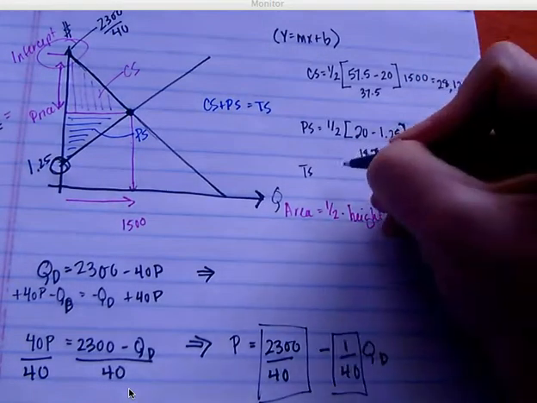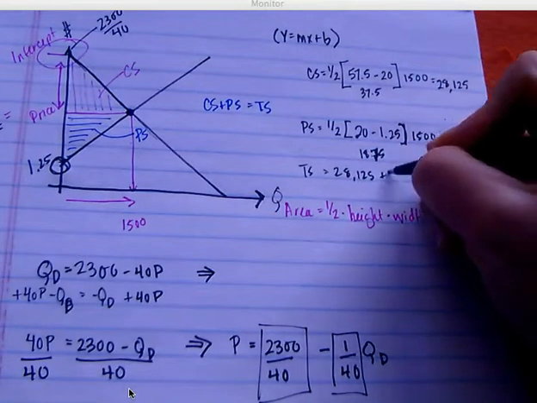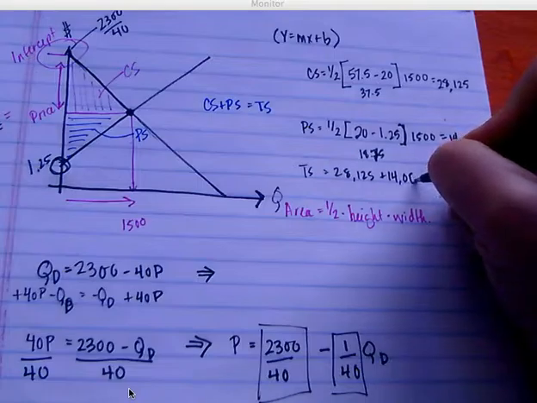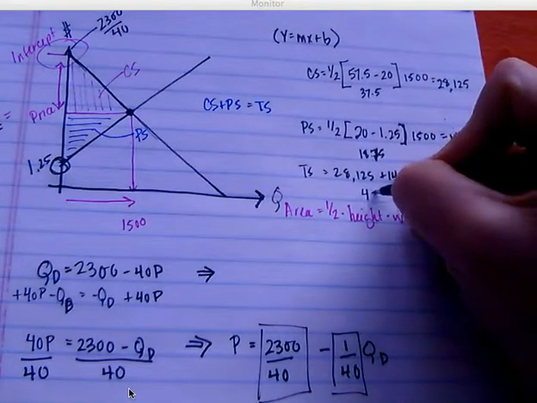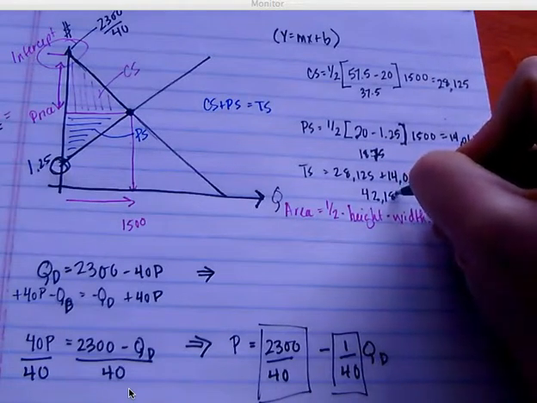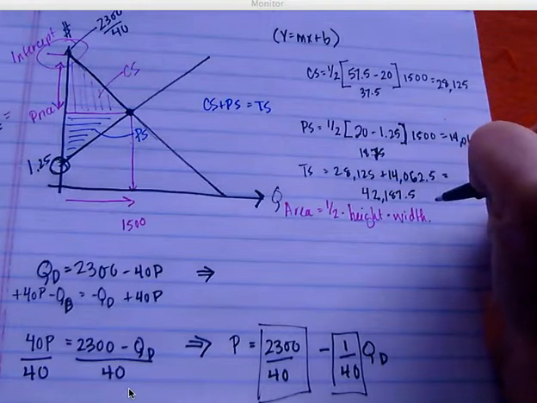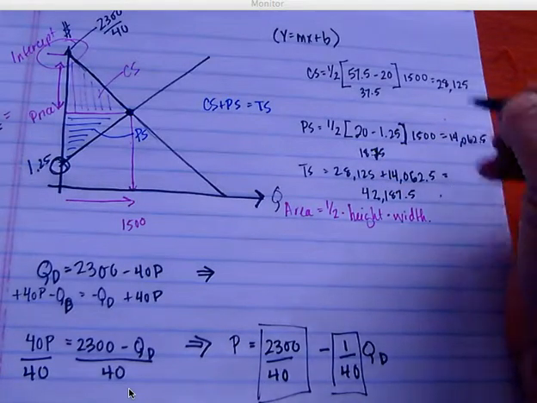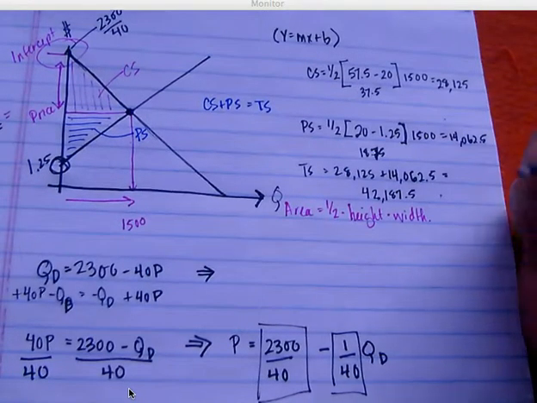Total surplus is just the two together. So 28,125 plus 14,062.5, or 42,187.5. That's our total surplus in this perfectly competitive market with no government intervention. All right, so a lot of work so far.